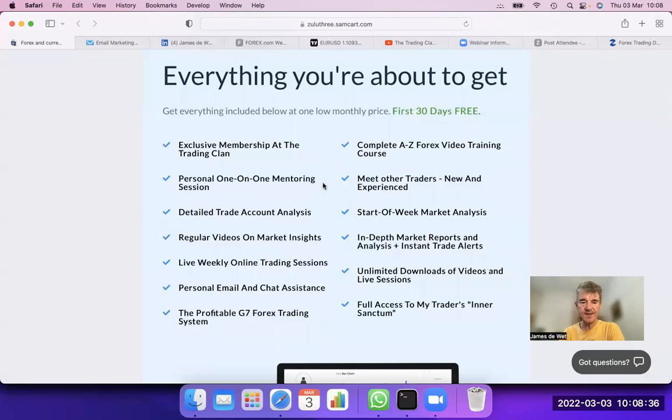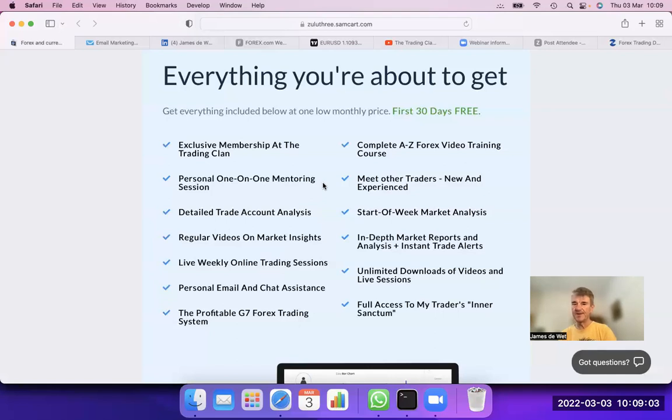But there will be a cost for that, small cost. Detailed trade account analysis. Well, again, you can send me your trading account, not your actual trading account, but your trading account results, a printout of your results, or a screenshot, or a web page with your results on it. And I'll go through it and have a look at it.